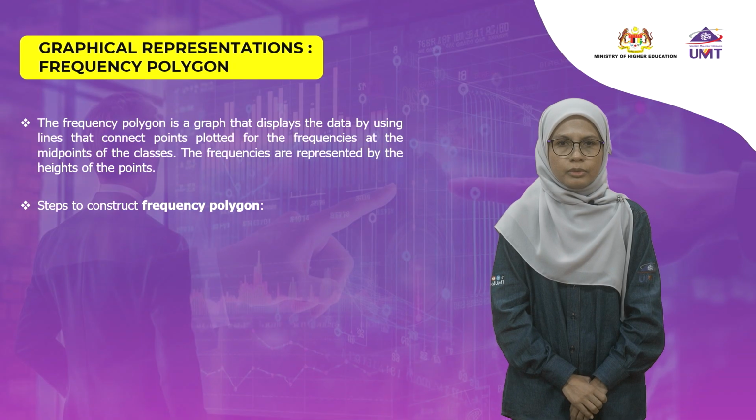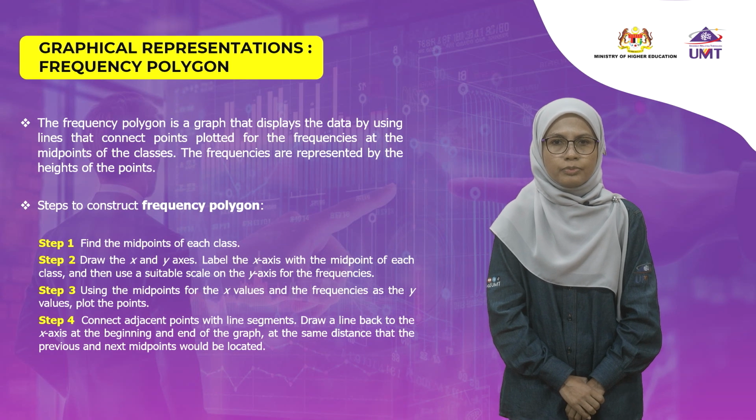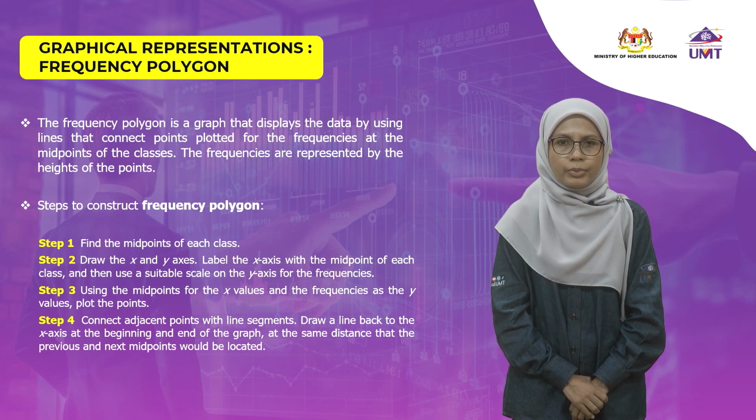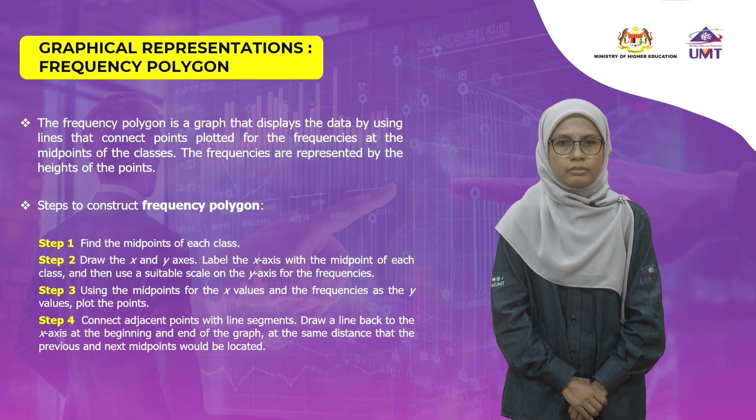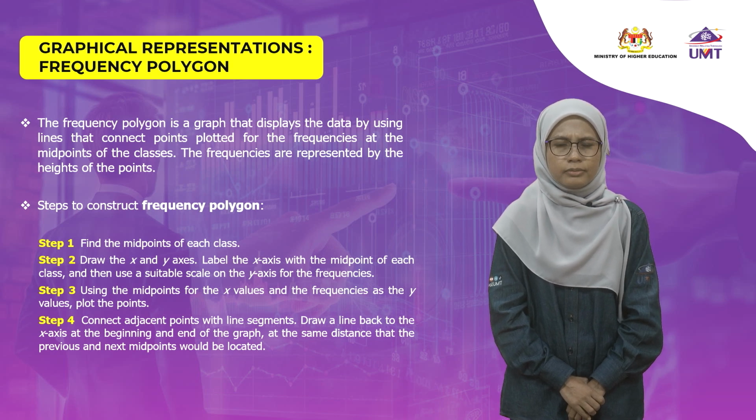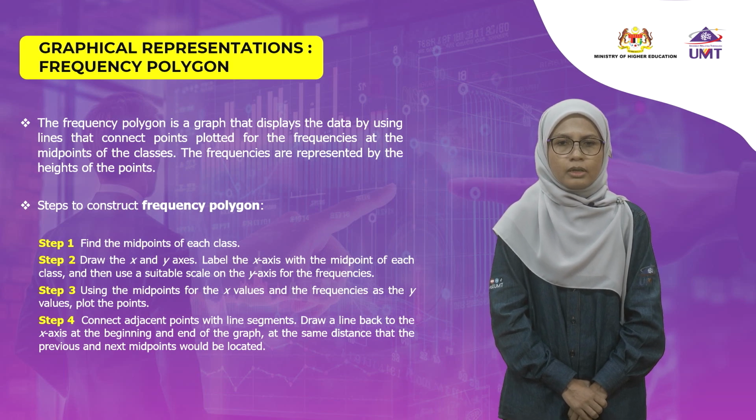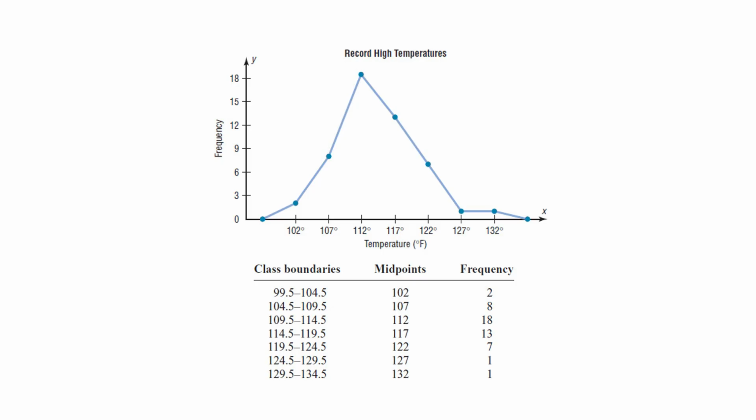A frequency polygon connects points plotted at the midpoint of each class. It's great for comparing multiple datasets. Steps include finding midpoints, plotting frequency points, connecting them with lines, and anchoring the graph at both ends with a return to the x-axis. The example again uses high temperature data.